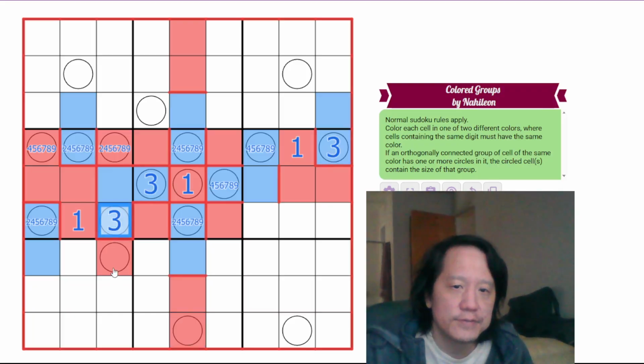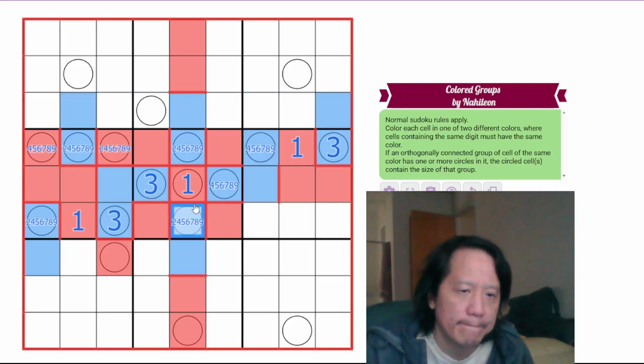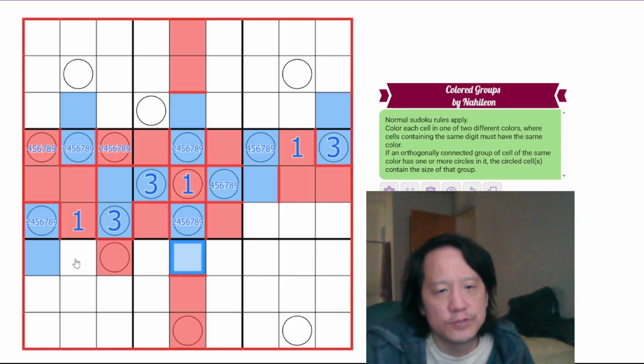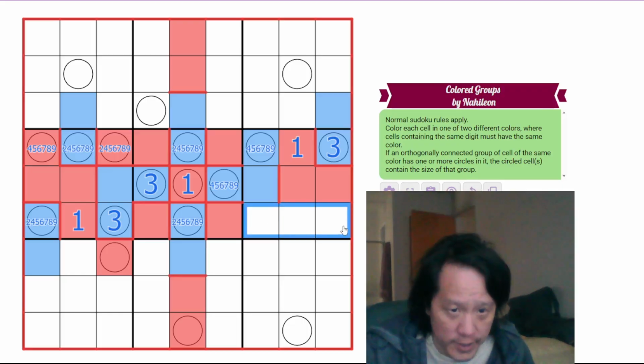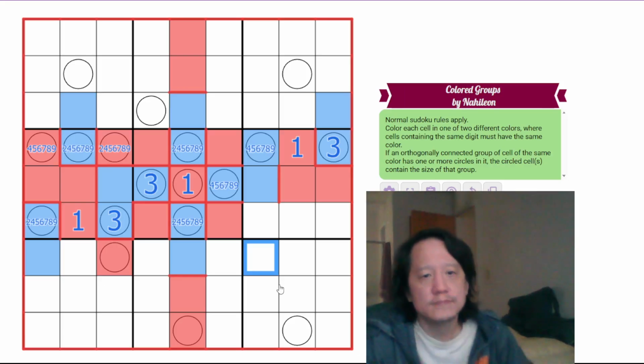3, 3, 3. We have 3 blues already in... that's interesting. We have 3 blues in row 3. We have 2 blues in row 7. One of these is blue, the other one is red. Other 2 are red.